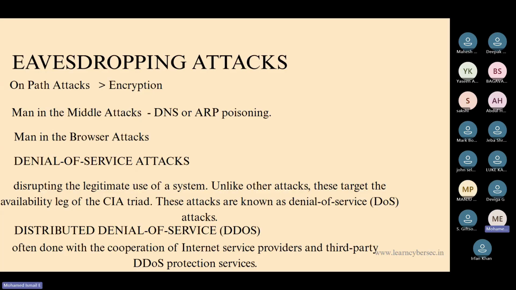But in an attack, what will happen? The attacker will send half-broken connections. They only send SYN, they never send the final ACK. Because of that, TCP connections are formed and left open, which consumes more CPU on the web server side, that halts the service and the website will go into outage. Okay, that's how denial of service attacks work, disrupting the legitimate use of a system. Unlike other attacks, these target the availability leg of the CIA triad. These attacks are known as denial of service attacks.